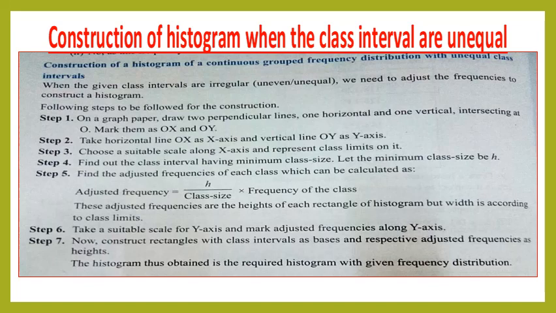Step 4. Find out the class interval having the minimum class size. Let the minimum class size be h. Step 5. Find the adjusted frequencies of each class, which can be calculated as follows. Adjusted frequency is equal to h divided by class size, into the frequency of the class. These adjusted frequencies are the heights of each rectangle of the histogram, according to the class limits.